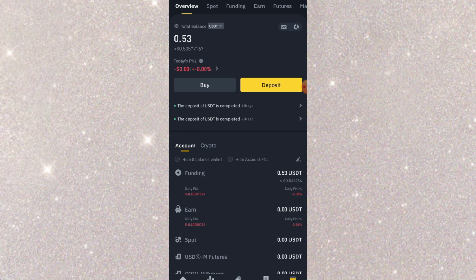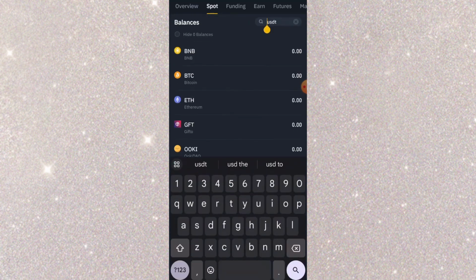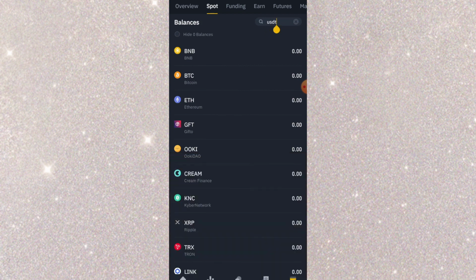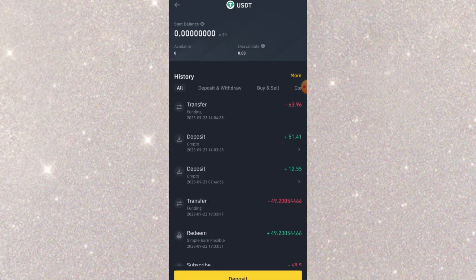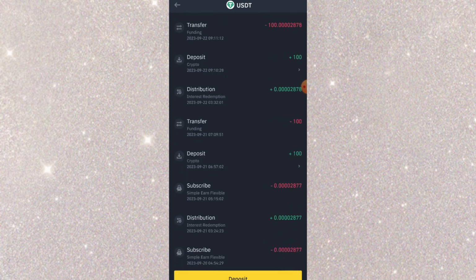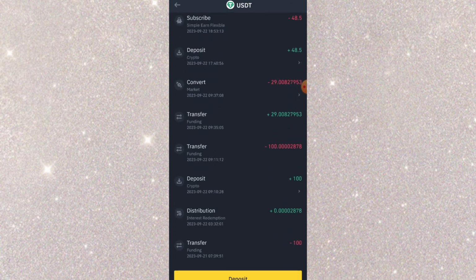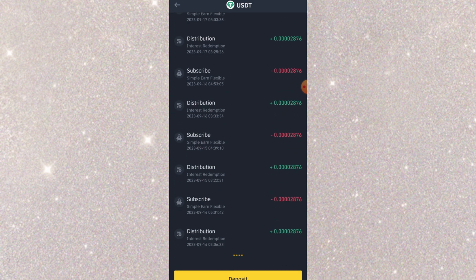And if I go over to my wallet right now, then I go over to spot, then I open USDT, I search USDT. Okay, if I open my USDT wallet, you see that I make a whole lot of money from these Binance earning opportunities. I make as low as 0.0027 USDT to even as high as 350 USDT.